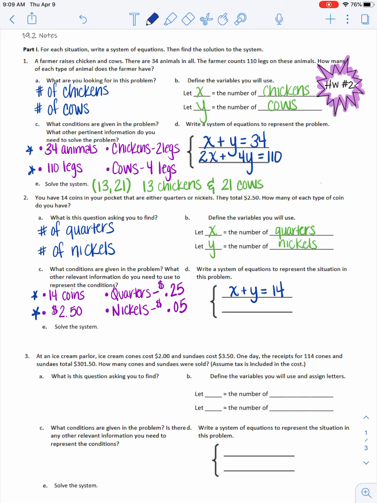Our second equation has to deal with the $2.50. So I know that each quarter is 25 cents. So I can take 25 cents times the number of quarters, and I can add 5 cents times the number of nickels, and that total should give me $2.50.